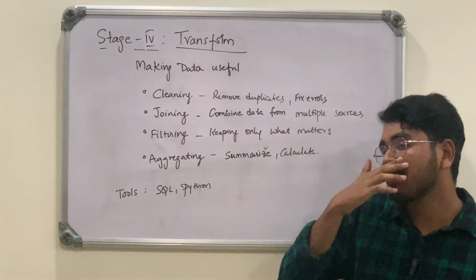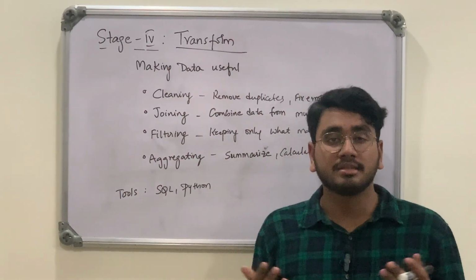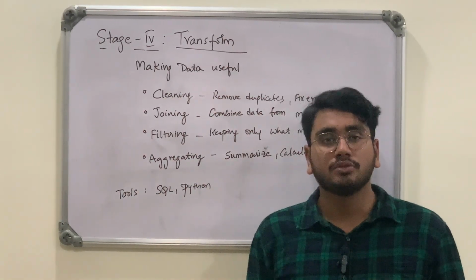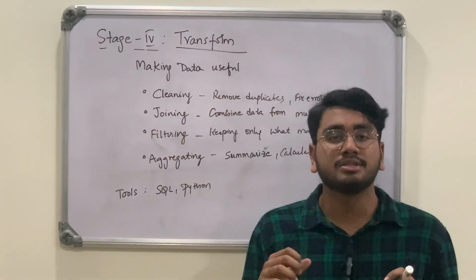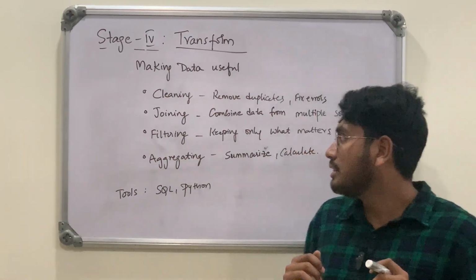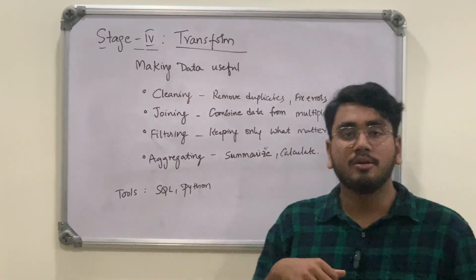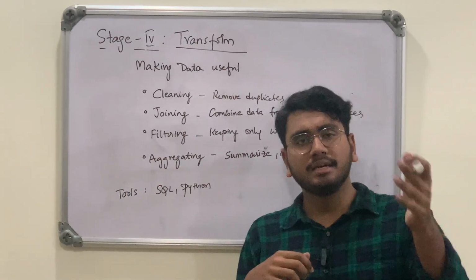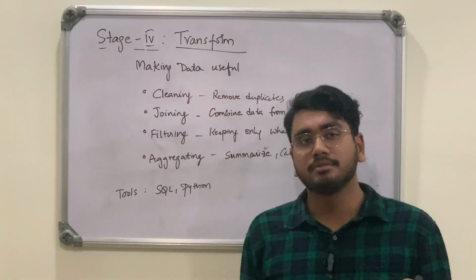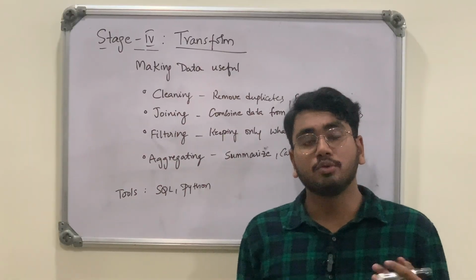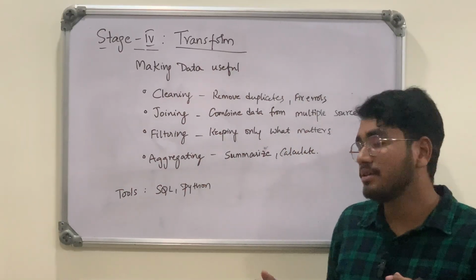Next comes joining. So the data which we find from one source may not consist of everything that we need. So we gather data from various sources and join them together. Then comes filtering. So the data which we get might have some garbage which we don't need. So that data is taken out and filtered.